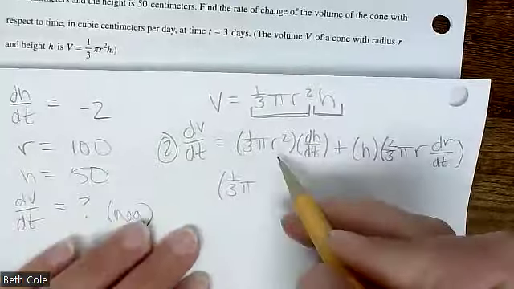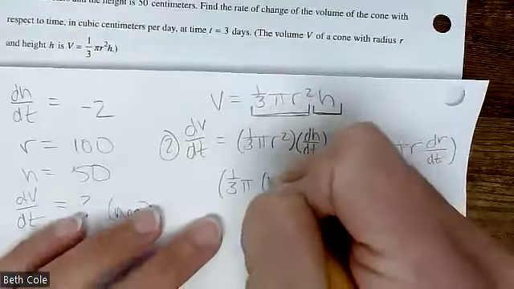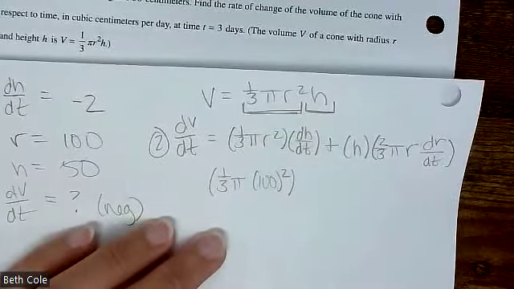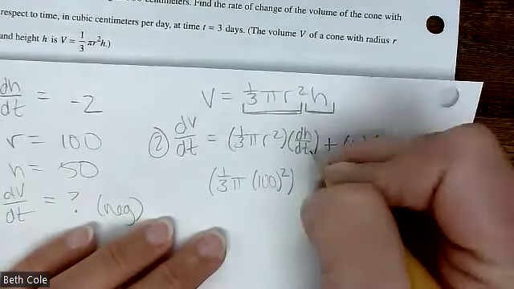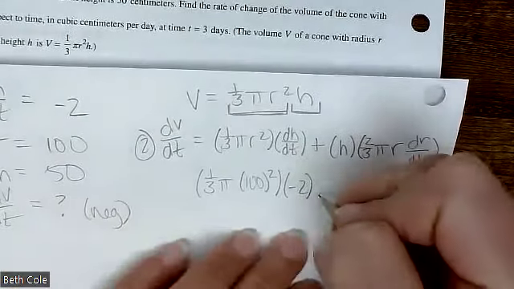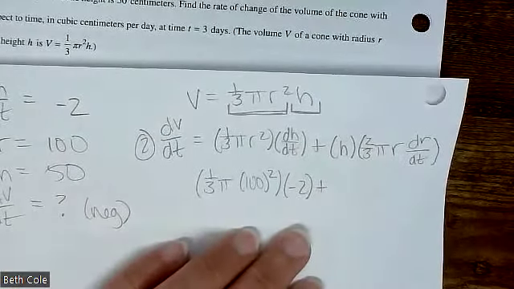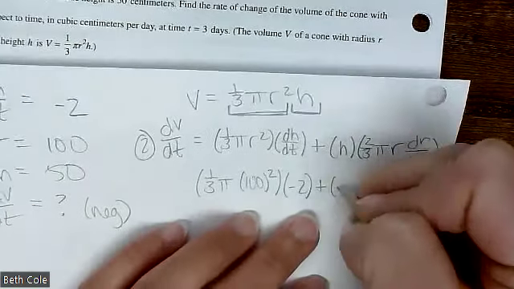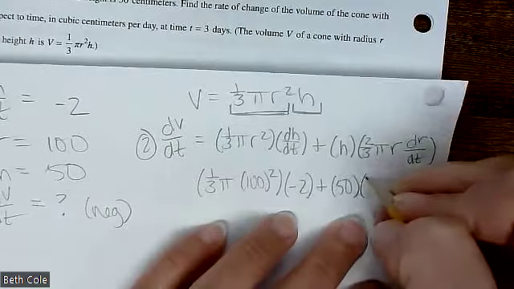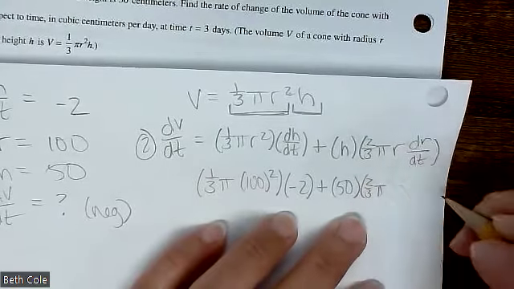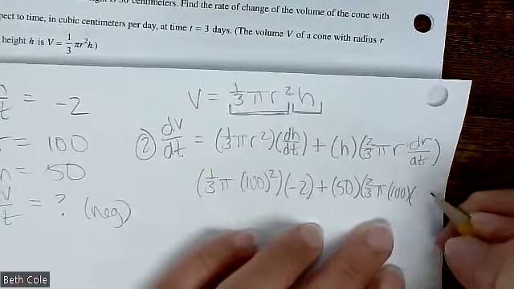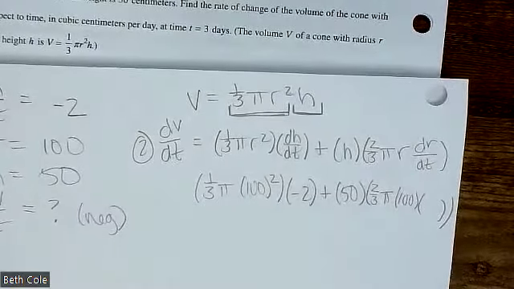1/3 pi, what is r? All right, so 100 squared times dH dt, which is -2. Plus, what's height? 50 times, I'm gonna run out of room, 2/3 pi, r is 100. Now, you do have dr dt, it is somewhere on there.